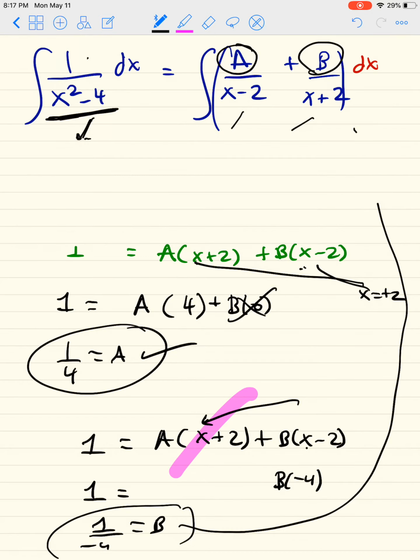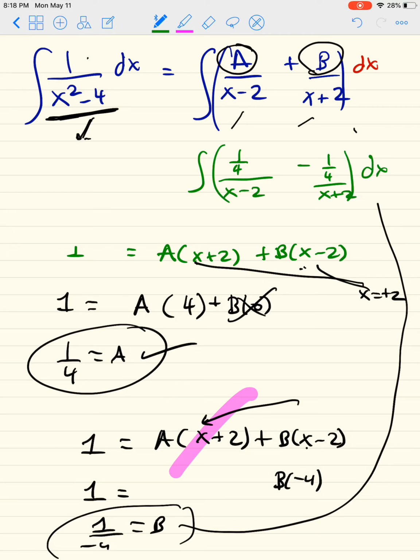So you go back up here and you say, all right, a is 1/4. I hate writing it like this, and I would probably go crazy if my students wrote it like this, but I'm going to put a minus 1/4 over x plus 2, because that's what b is.